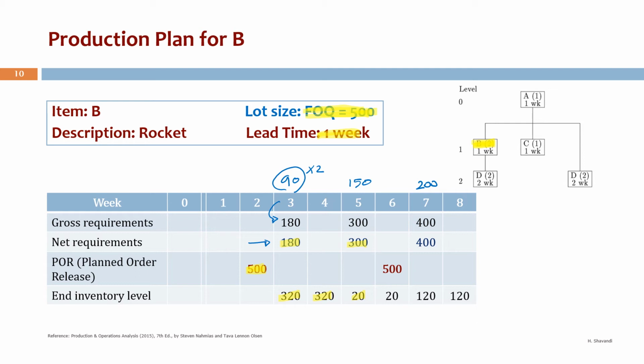So again, we are producing 500 at week 6. We have 20 items in our inventory, so we will have 520 for week 7. We need 400. So at the end of week 7, 120 items will be in our stock, and it will remain for week 8 as well. So this is our plan for part B.